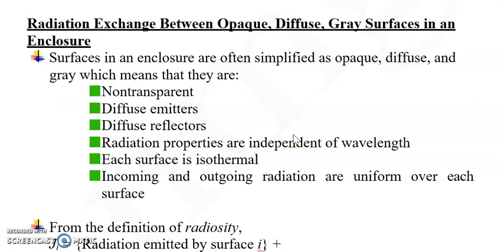Radiation exchange between opaque, diffuse, gray surfaces in an enclosure. Surfaces in an enclosure are often simplified as opaque, diffuse, and gray, which means that they are non-transparent, diffuse emitters, and diffuse reflectors. Radiation properties are independent of wavelength. Each surface is isothermal. Incoming and outgoing radiation are uniform over each surface, that is, if the surface is opaque, diffuse, and gray.